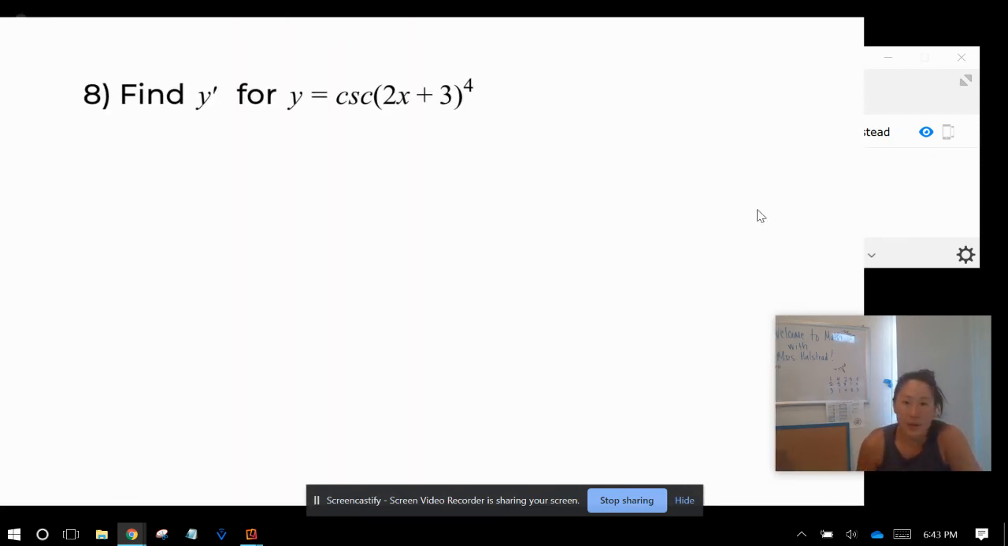This one, what's going on? We actually have 3 situations happening here. A chain within a chain. So we're going to start with the outside, which is all of this, the secant of 2x plus 3.